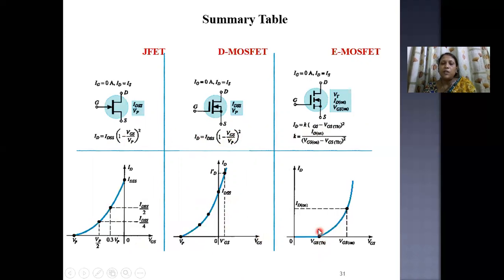For eMOSFET, there is one thing, that is V threshold is required to make the device on. But in case of DMOSFET, as there is already a channel, when no bias is applied, still there is a current flow through the device. That is because of the already fabricated channel. That's why this current is showing here. And as we keep on decreasing the gate to source voltage, a point is reached when VGS equals minus VP, and then the device is cut off.